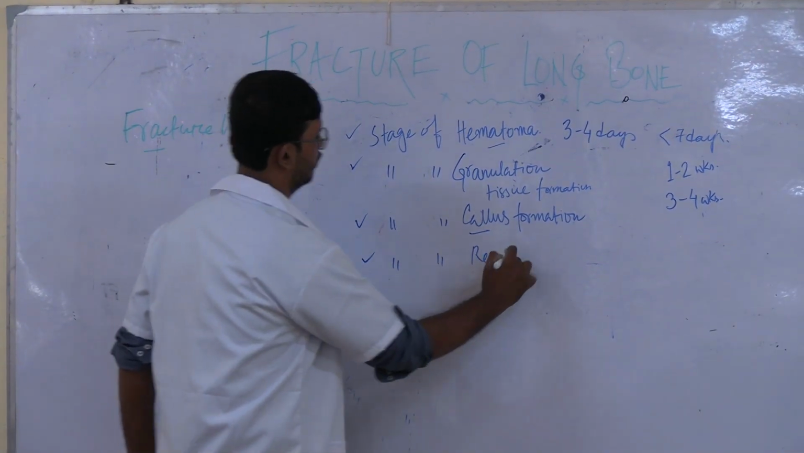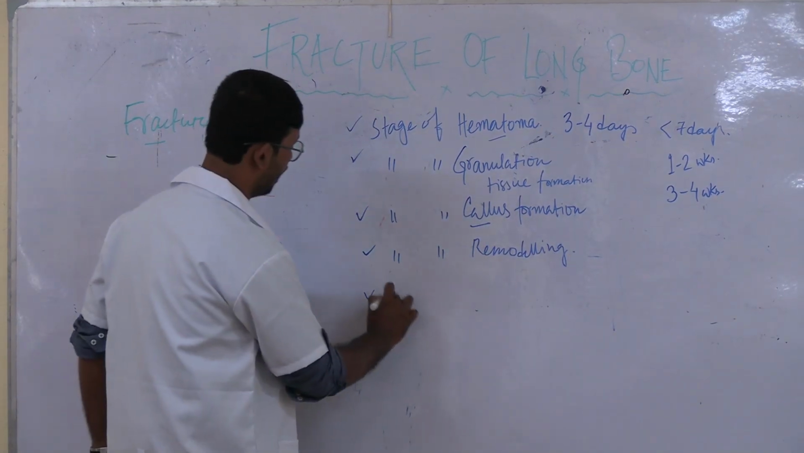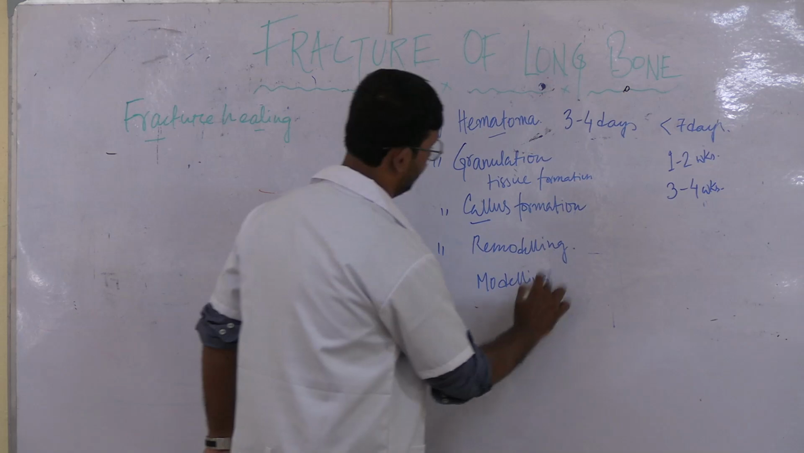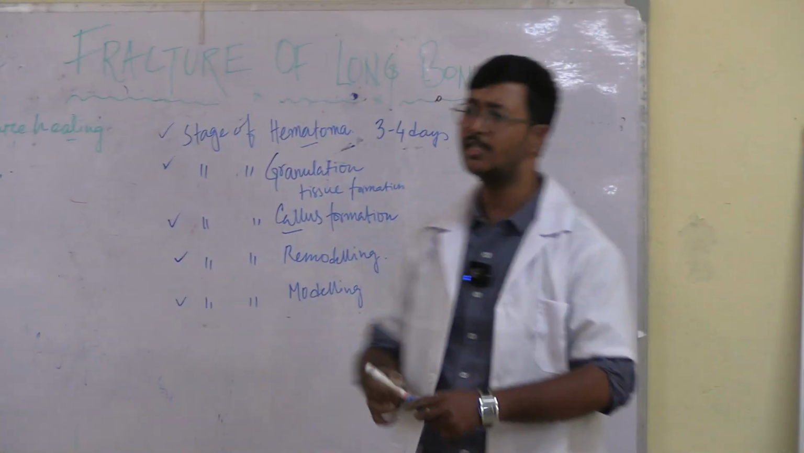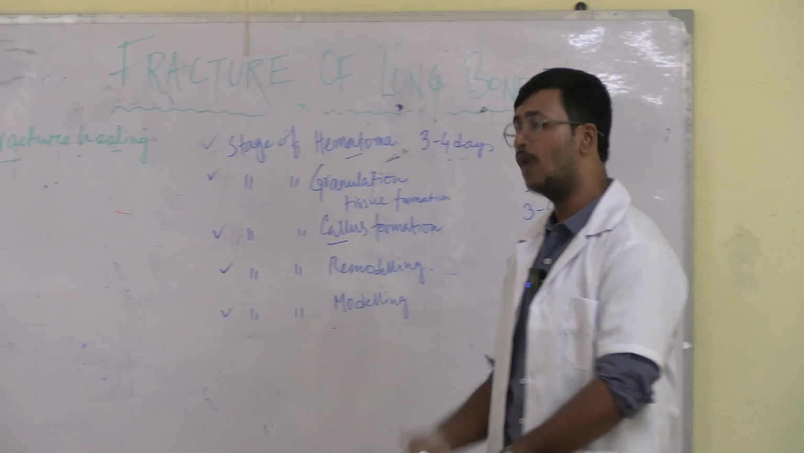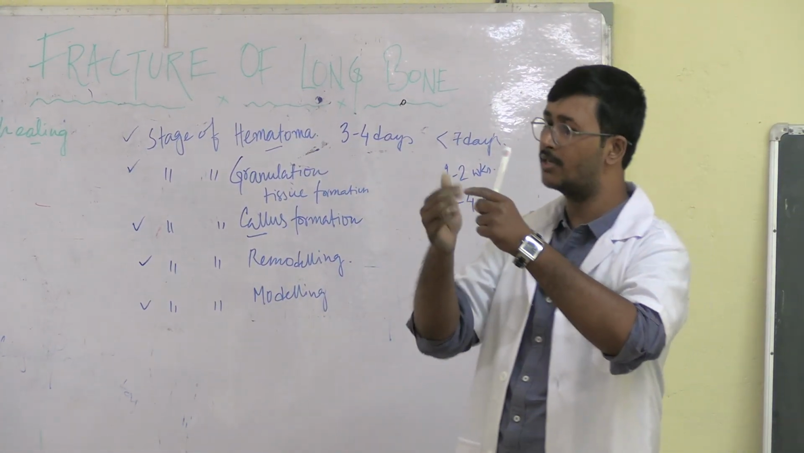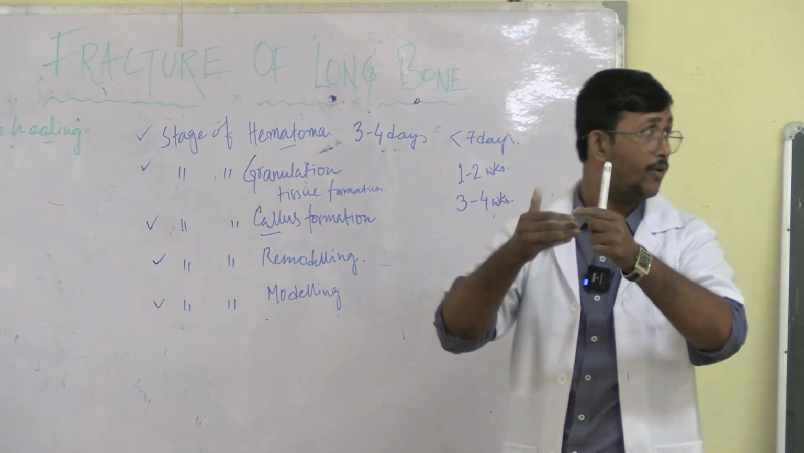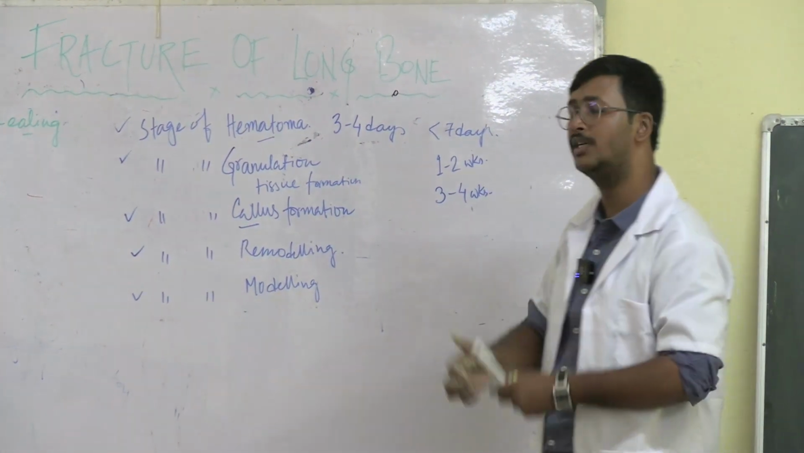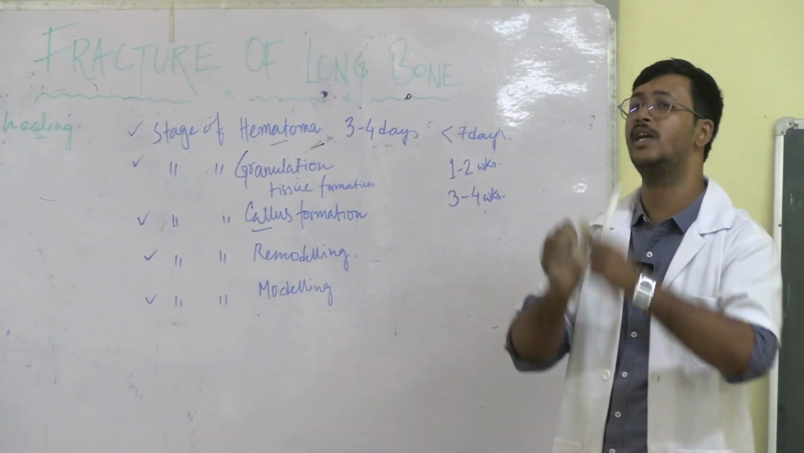remodeling, and final stage is stage of remodeling. So what is stage of remodeling? What is left after callus formation? So after callus formation, the bone has to mature. Okay, so it tries to retain the structure of a normal bone. It tries to retain the structure, though it cannot completely retain it, but it tries to retain the structure and the strength of the bone.